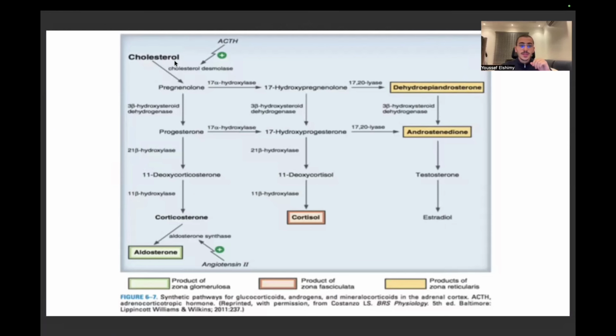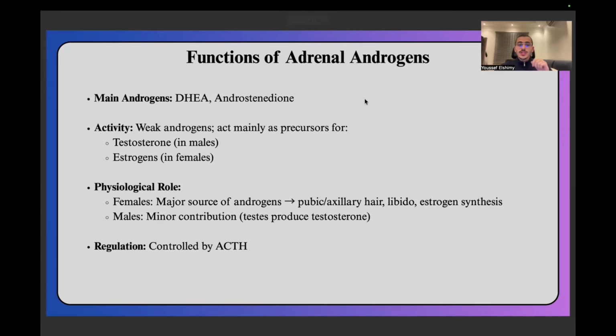Okay, so let's go to the pathway. We see it has a similar pathway to glucocorticoids, but the 17-hydroxypregnenolone is converted to DHEA by the 17,20 lyase. So basically, this enzyme cleaves off the carbon 20-21 chain. Then 17-hydroxyprogesterone also gets converted to androstenedione by 17,20 lyase. We mentioned that the main adrenal androgens are DHEA and androstenedione. We said that they are weak androgens, mainly precursors for testosterone in males and estrogen in females.